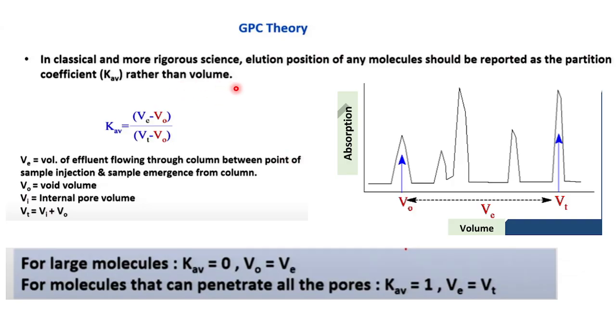In a classical and more rigorous sense, the elution position of any molecule should be reported as the partition coefficient rather than the volume. So, what is the partition coefficient? It is described as KAV, and it is (V minus Vo) divided by (Vt minus Vo). V is the volume of effluent flowing through the column between the point of sample injection and sample emergence.